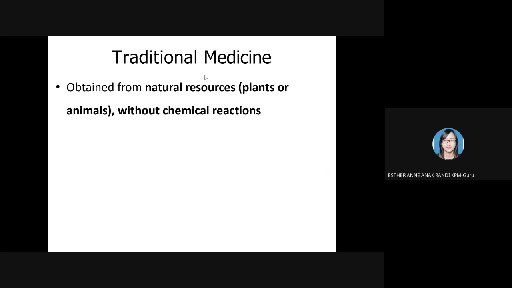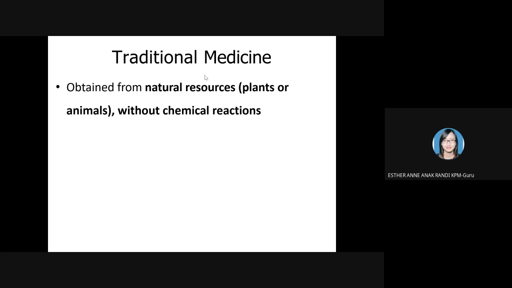All right, so let's see traditional medicine. When it comes to traditional, it means something obtained naturally. Kalau modern medicines, pills, panadols, and so on, itu lebih synthetically made lah, orang hasilkan dekat lab and so on. But traditional is something that we can obtain from natural resources, without chemical reaction. So examples are plants or animals. Plants tadi cikgu dah bagi contoh, which is aloe vera.